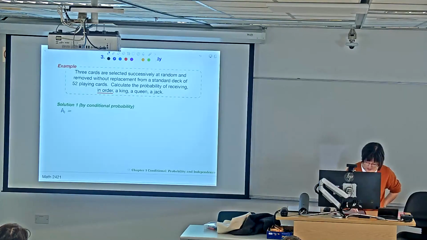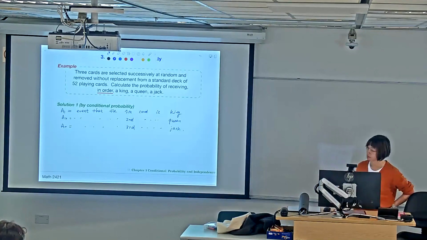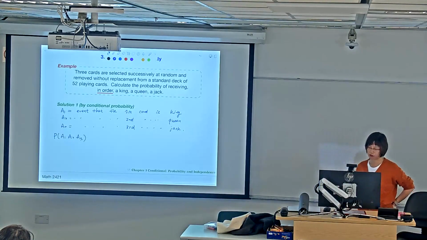So let A1 be this event: the first card is king. A2 is the second card is queen. A3 is this event, the third card is jack. And what we want is the probability of A1, A2, A3, the intersection of all the three events.